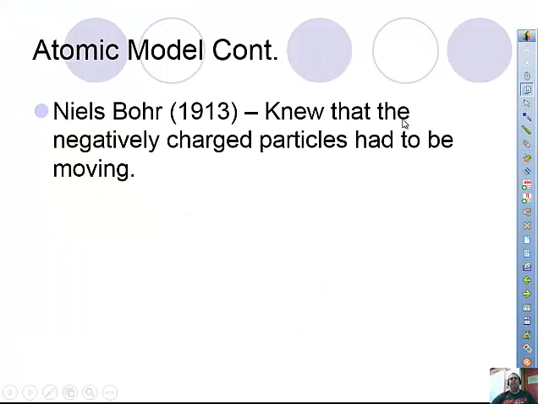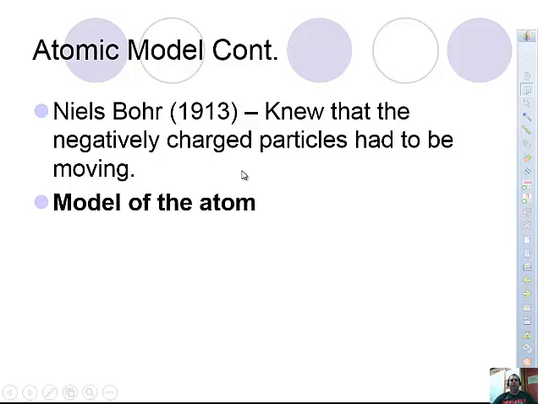As we continue along, 1913, so only a couple of years went by. And Niels Bohr knew that these charged particles had to be moving. What do I mean by that? Well, if I have a negative here and a positive here, and they're just sitting there, we know that opposites attract. And like what Rutherford said, if the positive is sitting here in the nucleus, and we have these negatives sitting on the outside, what's going to keep that atom from imploding on itself? What's going to keep them from coming together? The only thing that's going to keep them from coming together is if those negatively charged particles, those electrons, were moving. So his model of the atom now looked like this.